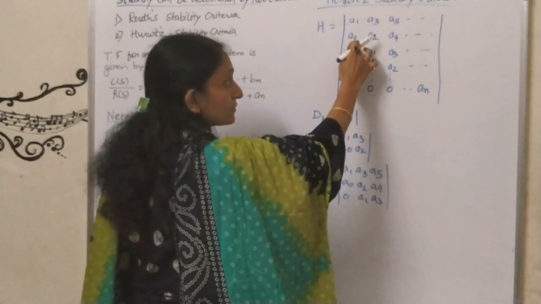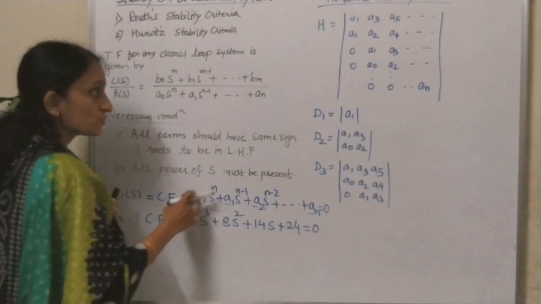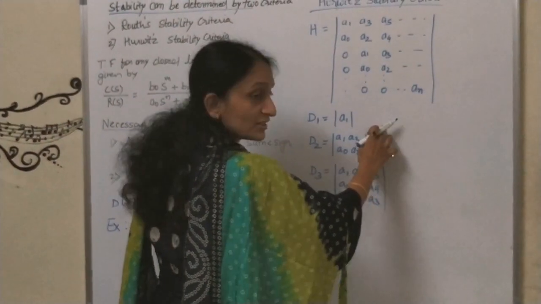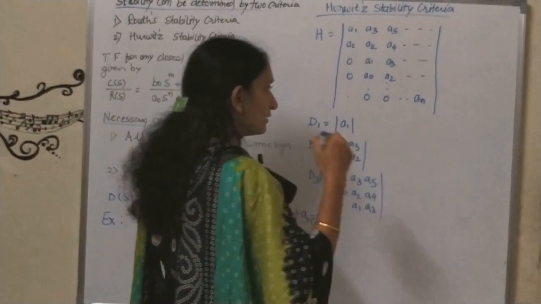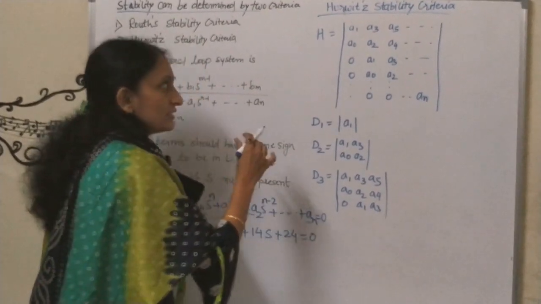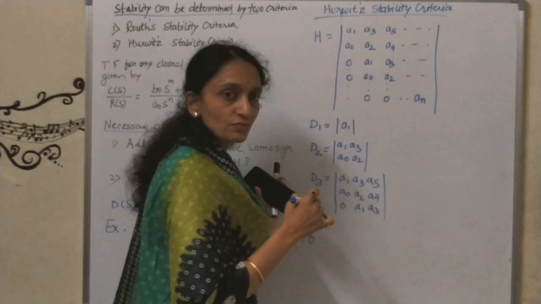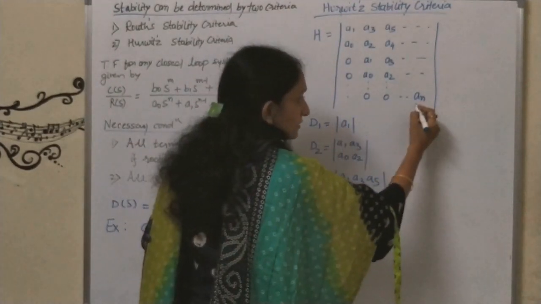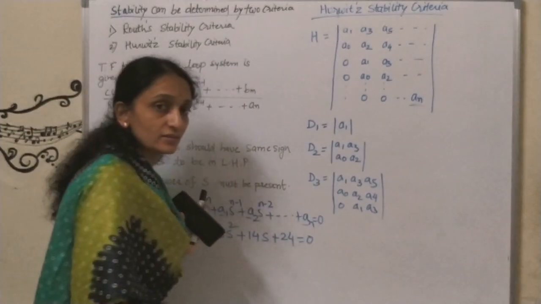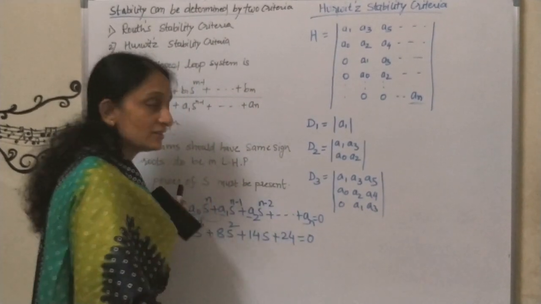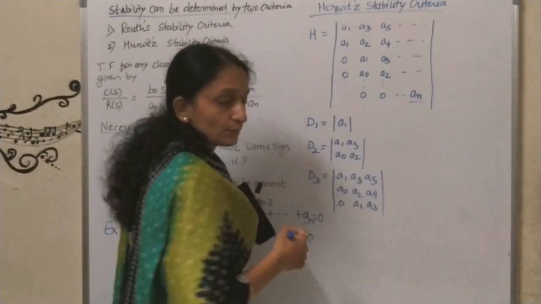If there is no term, see before a0 there is no term, so you will put here 0. So like that you have to complete this Hurwitz determinant and it will be more clear after solving the numerical. But look at this. First you have to start with the odd coefficient and then you have to decrease. And last term is actually an, that is s raised to power 0 coefficient. an is the coefficient of s raised to power 0.